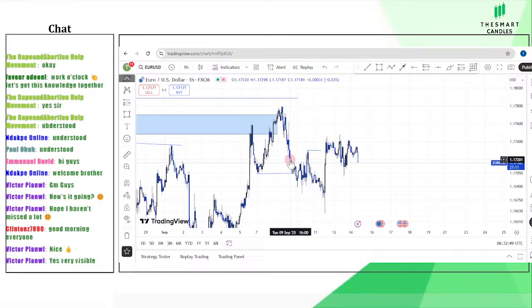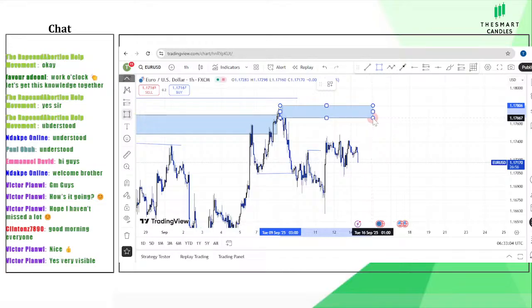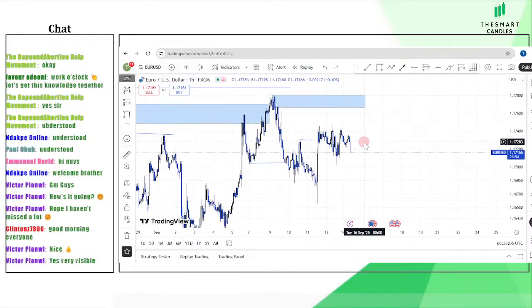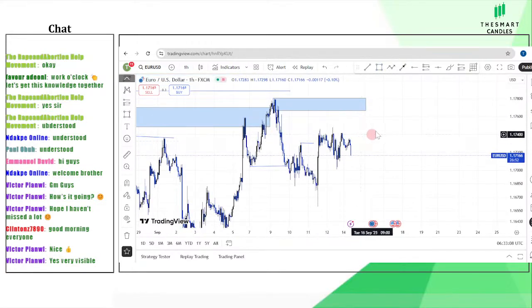If you understand order block properly, you know that all of these points have been mitigated. So there is no other block to take a trade from, except you just want to do something like this. You want to maybe expect this price to tap into this point, tap into this and continue to the downside. But personally, looking at this, it is liquidity for me.